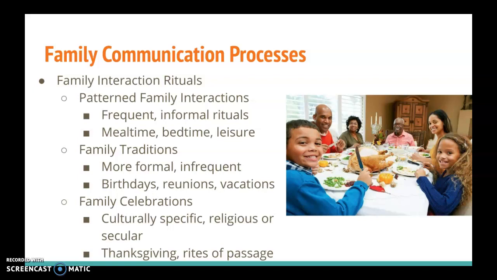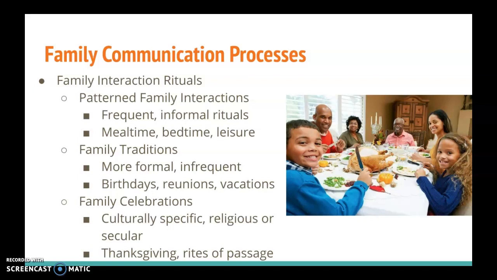For example, maybe it's really important to your family to watch the Macy's Thanksgiving Day Parade in the morning on Thanksgiving, right? Or maybe your family busts out the board games after dinner. But generally speaking, family celebrations are celebrated similarly across families. Same thing with rites of passage. Rites of passage mark important life cycle transitions within a family's life. And these can include things like graduations, weddings, quinceañeras, bar mitzvahs, bat mitzvahs, etc.